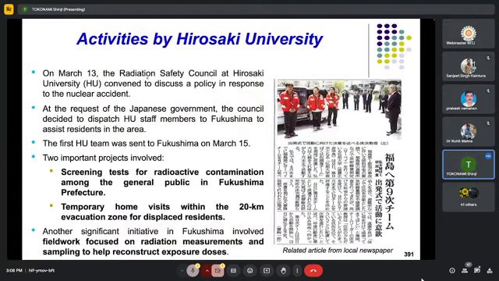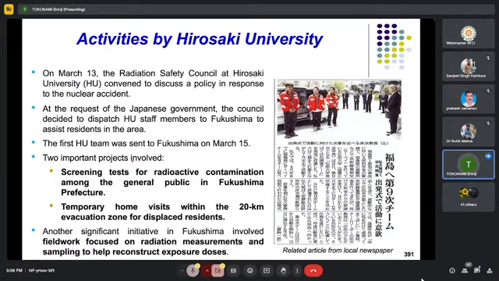On March 13, the Radiation Safety Council at Hirosaki University convened to discuss the policy in response to the nuclear accident. At the request of the Japanese government, the council decided to dispatch our university staff members to Fukushima to assess residents in the area. Our first team, the Hirosaki University team, was sent to Fukushima on March 15.